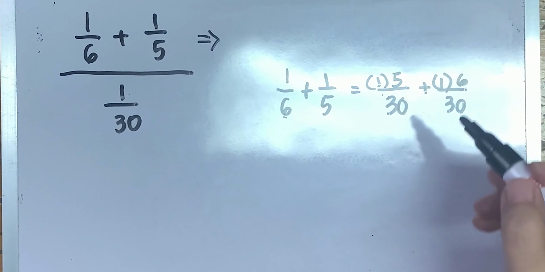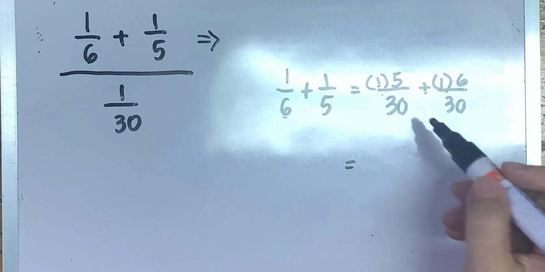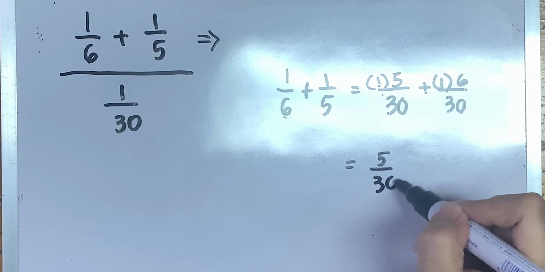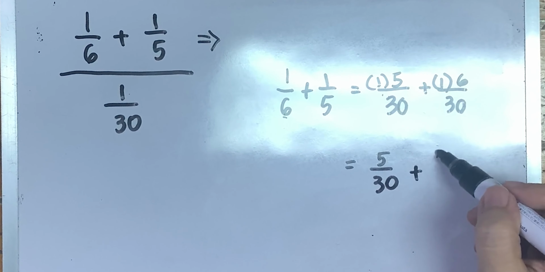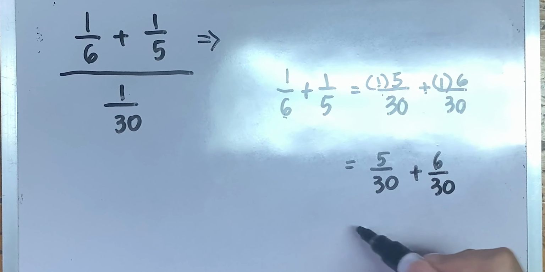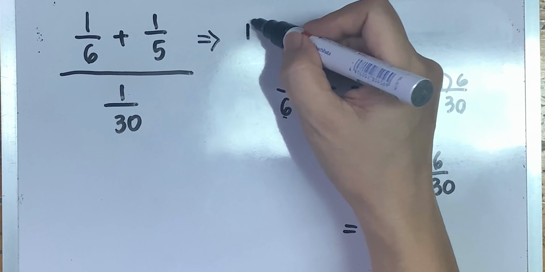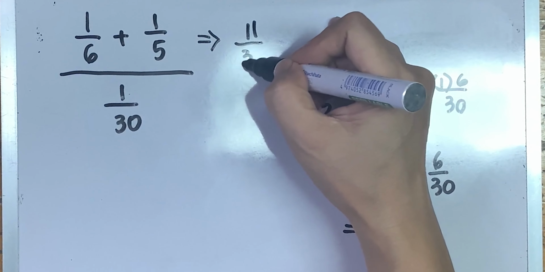Sulat natin doon. And then, multiply natin. 5 times 1 is 5 over 30. Ganon din yung second term, 6 over 30. I-add natin sila since pareho naman ng denominator. So, 11 over 30. Okay. Simplified fraction nito is 11 over 30.